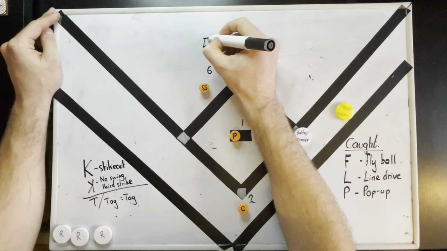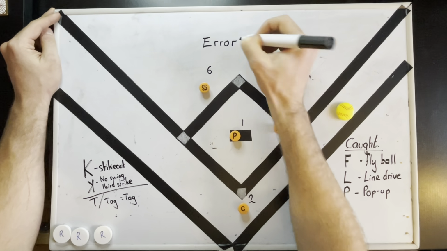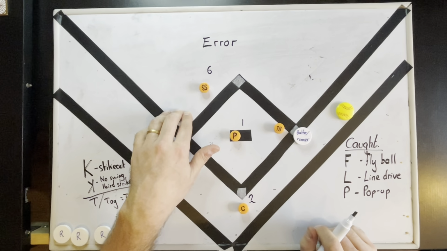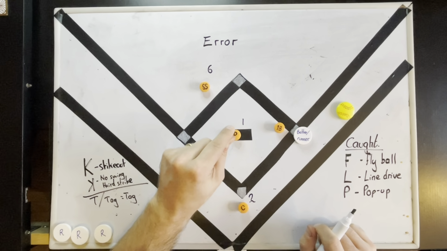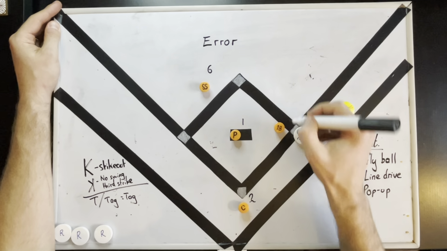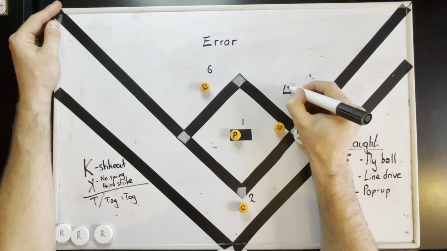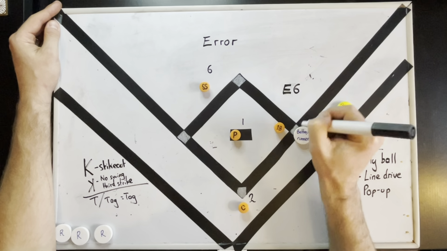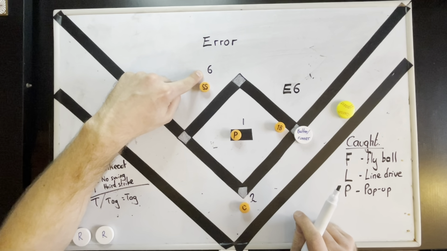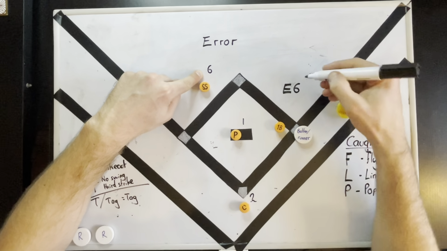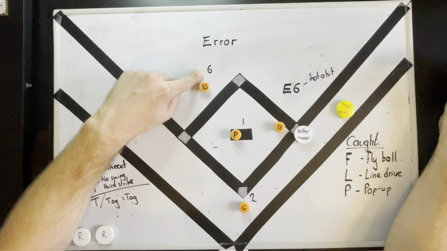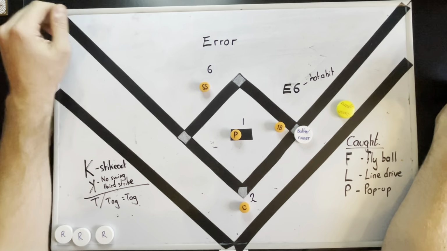That will be classified as an error. So if any of the infielders make a mistake, and I would have been out had it not been for that error, then in this particular instance it would be classified as an E6. E for error, and number six made the error. That doesn't count as a hit, so it wouldn't count towards my line score.